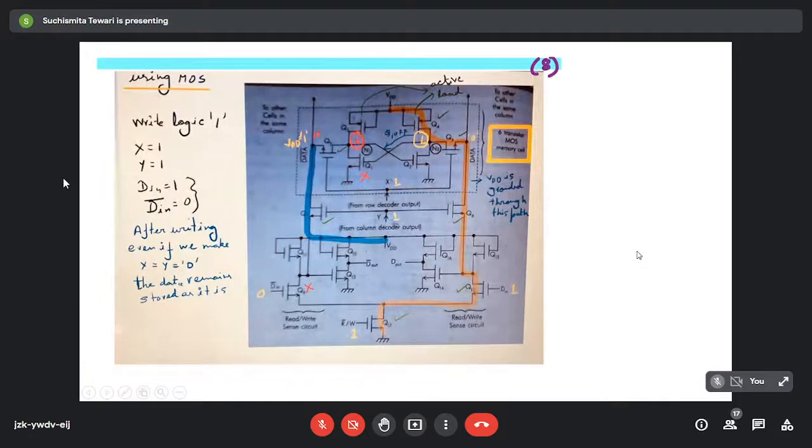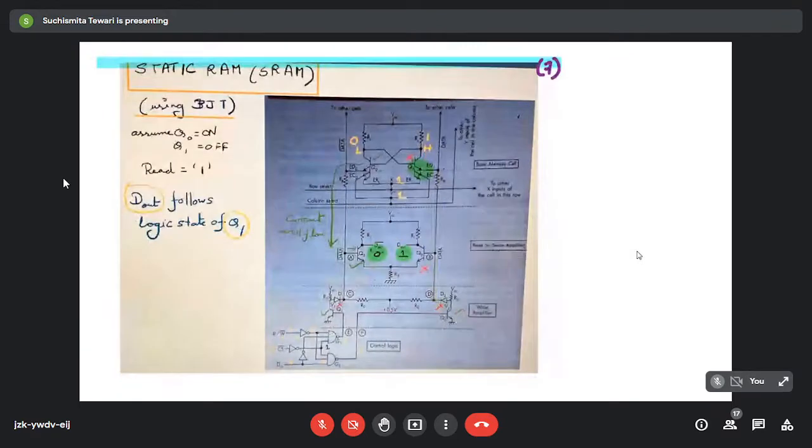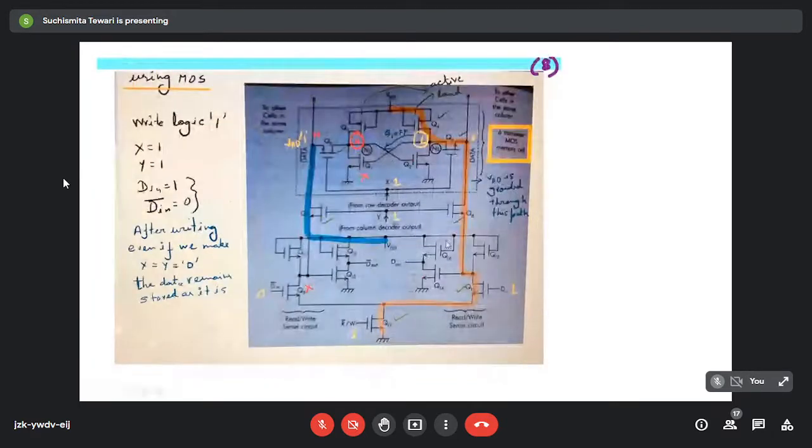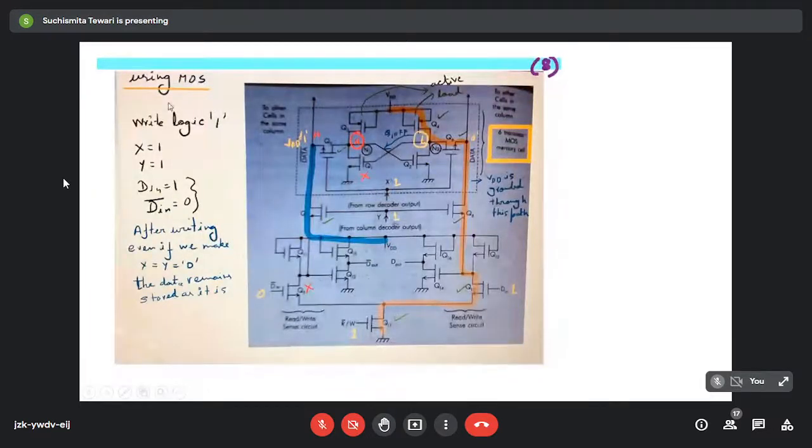So we have seen the SRAM using BJT or bipolar junction transistors. Now we will see the same SRAM, but instead of using the bipolar junction transistor, we are going to use MOS logic or MOS memory. And with MOS memories, the entire design is done using NMOS. All the MOSFETs that are being used here are NMOS, no PMOS are used. So here also at first we would like to write the logic 1.